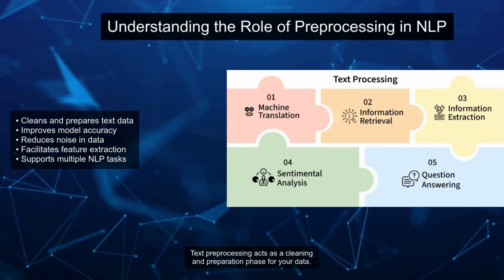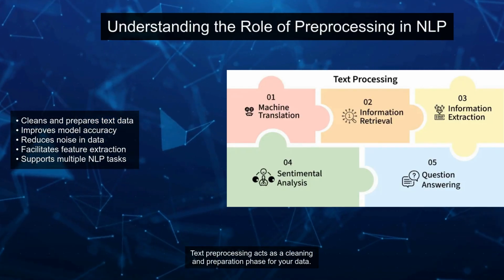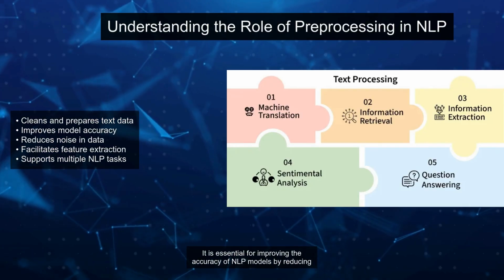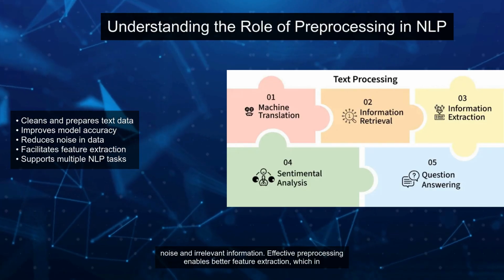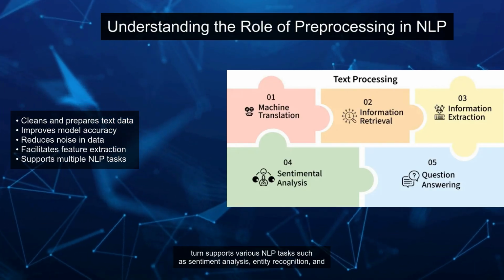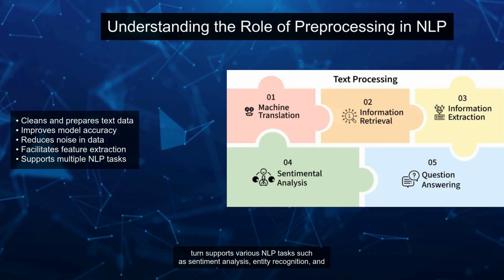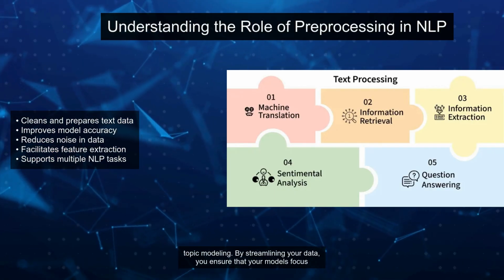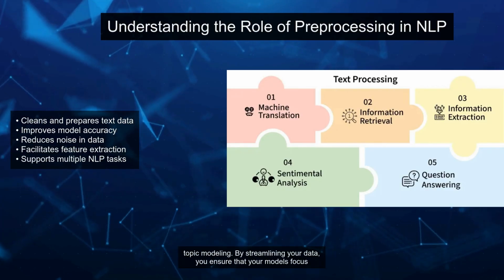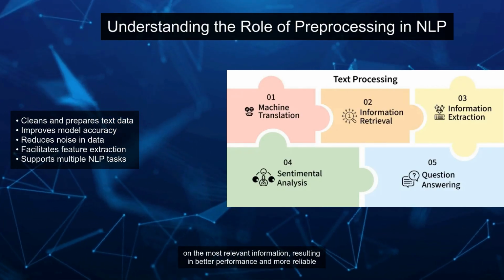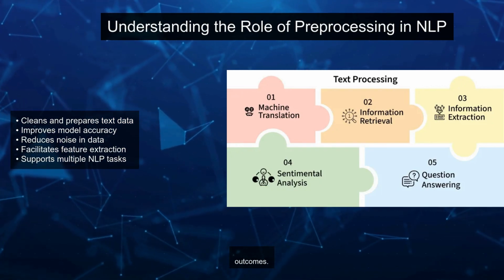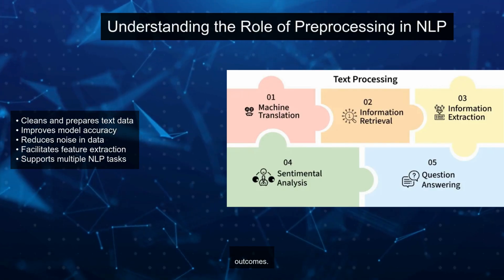Text preprocessing acts as a cleaning and preparation phase for your data. It is essential for improving the accuracy of NLP models by reducing noise and irrelevant information. Effective preprocessing enables better feature extraction, which in turn supports various NLP tasks such as sentiment analysis, entity recognition, and topic modeling. By streamlining your data, you ensure that your models focus on the most relevant information, resulting in better performance and more reliable outcomes.